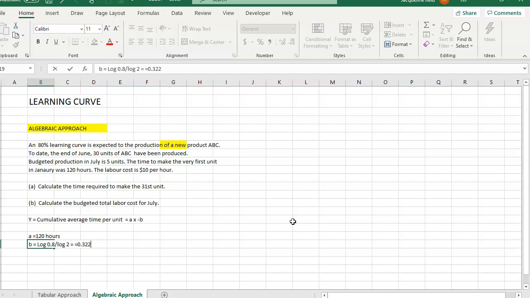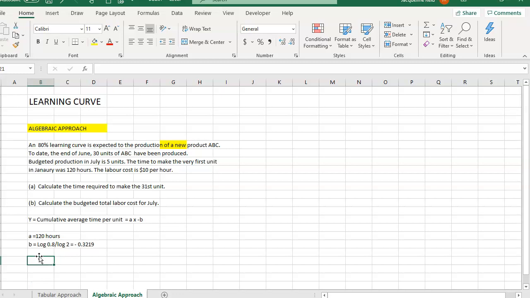But let me just calculate it here for you. Let me just check it because I don't have my calculator. Right, so it's minus 0.3219. Let me use that. So in the exam though, I would give you b. And remember now, b is a negative value because we're seeing reduction in rates, reduction in production times. So what we don't have identified in this formula is x.